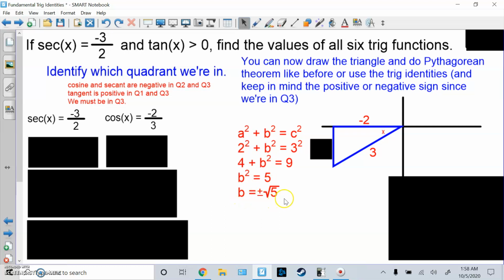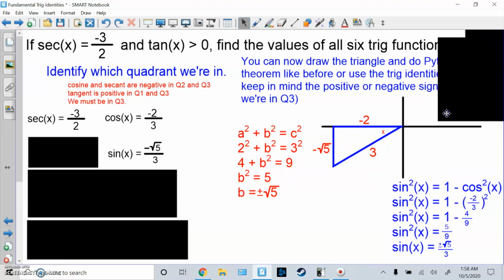Now we figure out what sign we are. Now we're going down. We're in quadrant 3. Why is it negative? So we have to use the negative square root 5. Right, when you square root numbers, always plus and minus. So now we know that sign. We could say, oh, that's O over H, so negative root 5 over 3.